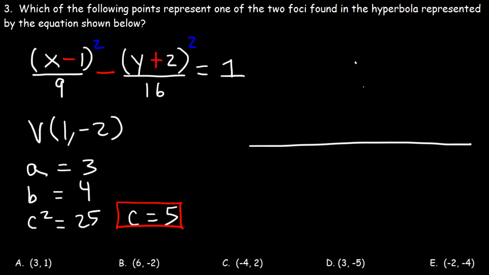Just a basic rough sketch, nothing too complicated. So the vertex is at 1, negative 2. So here's the vertex. Notice that we have a positive x squared graph, which means that the hyperbola is going to open to the right and to the left. a is 3, so if we travel 3 units to the right, we will get one of the vertices. And if we travel 3 units to the left, we can get the other vertex.